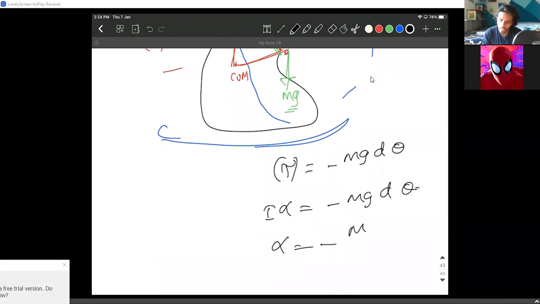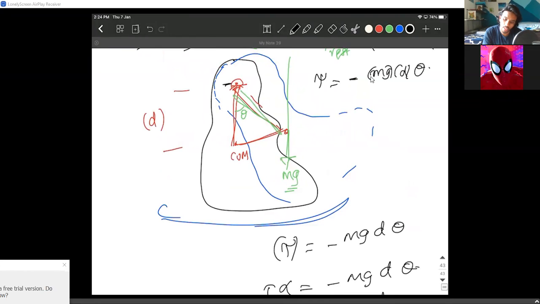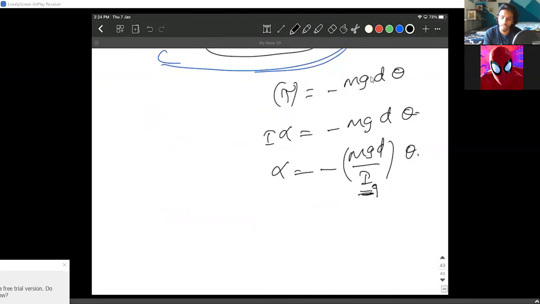Alpha equals minus mgd by I into theta. Now, I is the moment of inertia about the point of suspension. Please remember that. Let's call this point P. So I is I_P, the moment of inertia about the point of suspension. Please remember that point. d is the distance.